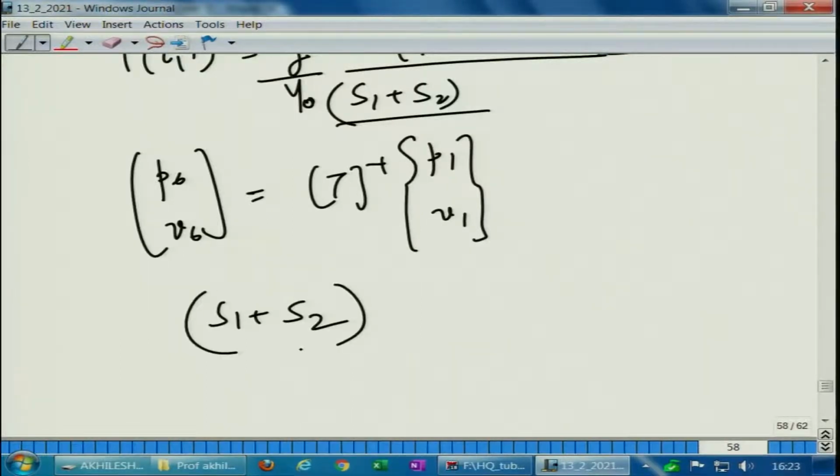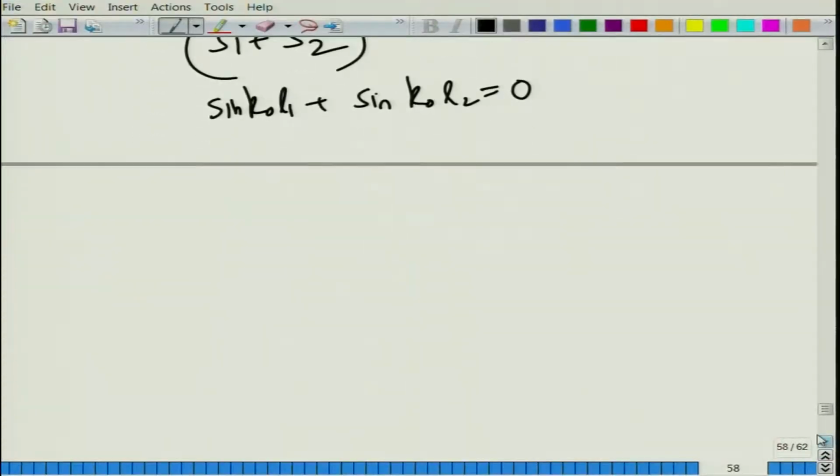For transmission loss, P6 and V6 both will become identically 0 when S1 plus S2 is 0 for a particular frequency. That is, if you apply your anechoic termination and figure out the waves that propagate downstream of the anechoic termination, that will be identically 0 provided that S1 and S2, that is sine K0 L1 plus sine K0 L2, equal 0 for a given frequency, and such is the frequency where destructive interference happens. Okay. So, let us go to that. So, when will that happen?